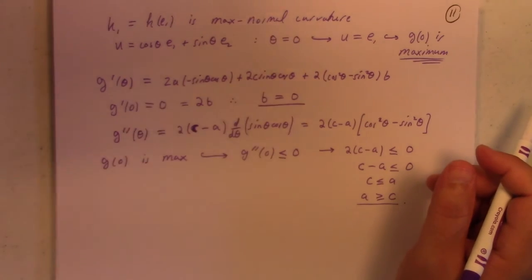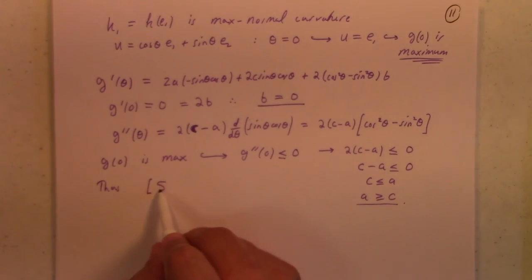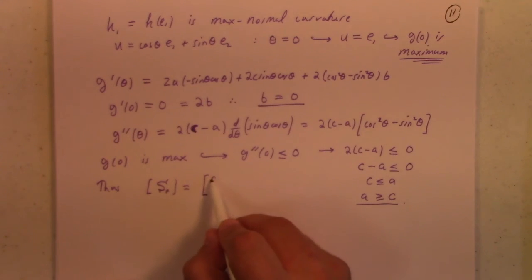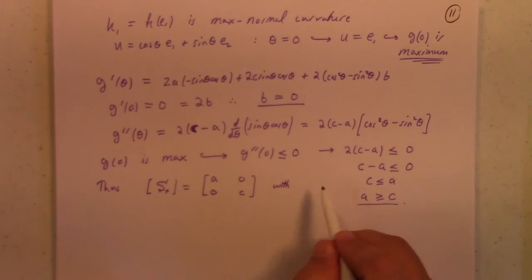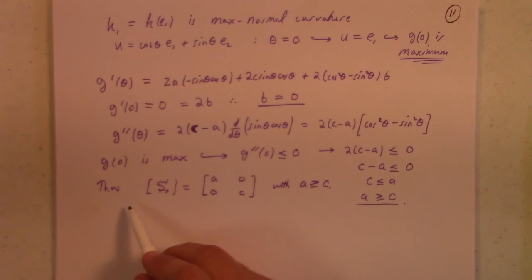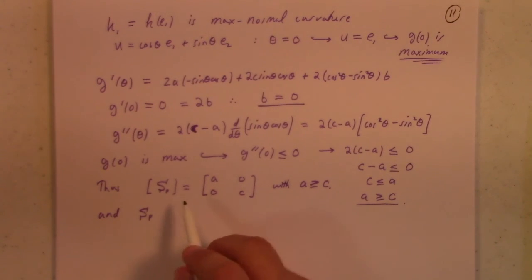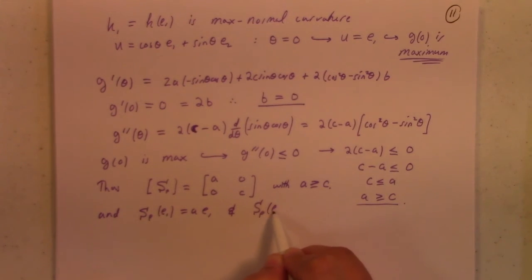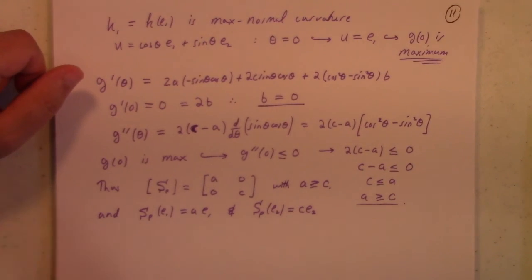Now, okay, so we figured out b was equal to 0. And so what do we have then? Thus, the matrix for the shape operator is equal to what? It's equal to a 0, 0, c, right? With a greater than or equal to c. And so what that means then, converting back to the world of equations rather than matrices, that means that S_p of E1 is equal to a E1, and S_p of E2 is equal to c E2.